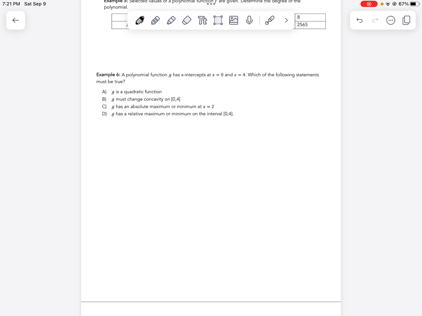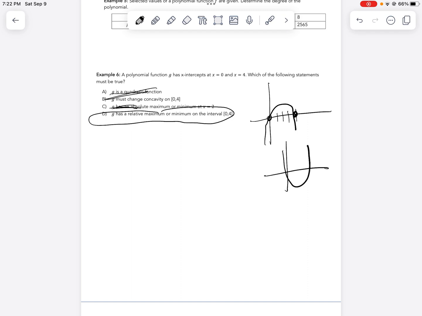A polynomial function has x-intercepts at 0 and 4. Which of the following statements must be true? It's a quadratic. Well, we don't know about that. It must change concavity from 0 to 4. Absolute maximum at 2. We don't know about that. A relative max or minimum. And we don't know about the concavity. It could be concave down, but it has to have a relative max or min because it has to either be going like that or like this.